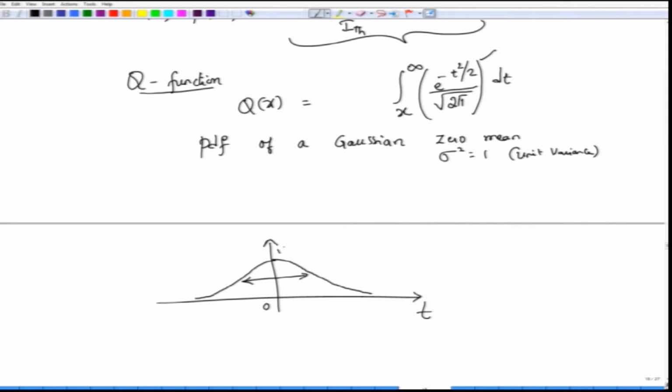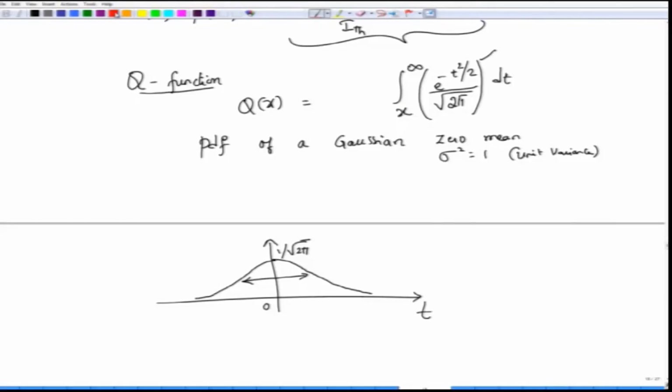At t equal to 0, this actually has an amplitude of 1 by square root 2 pi, which I forgot. Okay. So, if it drops to 1 by e of this value or 1 by 2 e of this value, that is essentially the variance of this one. But it is important to note that this curve never touches the t axis, the horizontal axis, because the curve goes to 0 only at t equal to plus infinity as well as t equal to minus infinity. This curve is also symmetric.